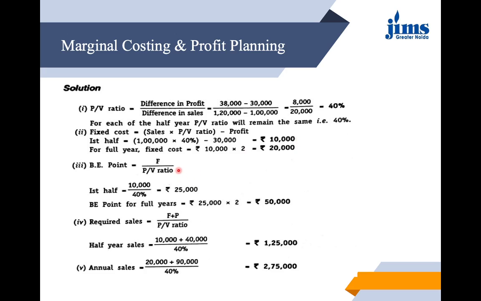Now break even point is fixed cost upon the PV ratio, that is for first half it's 25,000, for the full year 50,000, just double of it. Required sales is fixed cost plus profit upon the PV ratio, for half year it is 1,25,000. For half year only we need to calculate. Annual sales we need to calculate, the amount of profit is given to us, so it will be 2,75,000.